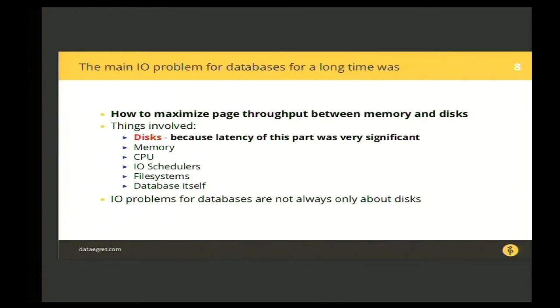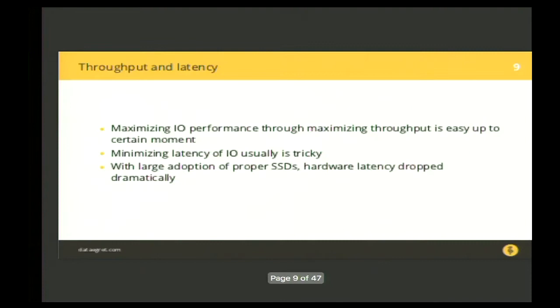If we take a look at this stack, it's obvious that there are no free steps in getting from one step to another. If we put the data from one buffer to another, from user space to kernel space, all those operations cost time and resources. So even if we try to maximize throughput, there is a problem of latency in this case. Up to some point, it's quite easy to maximize overall I/O performance by maximizing throughput, like Postgres did for years.